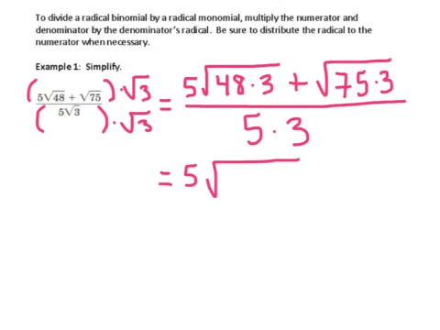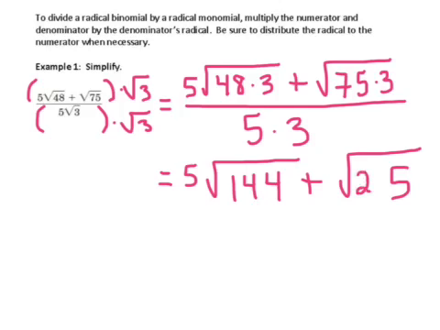Now we know, without having to reach for our calculator, that 8 times 3 is 24. Carry the 2. 3 times 4 is 12, and add the 2. We get 144. Plus 75 times 3. Again, we can find that without having to reach for our calculator. 3 times 5 is 15. Carry the 1. 3 times 7 is 21. Add the 1 for 22. And in the denominator, 5 times 3 is 15.